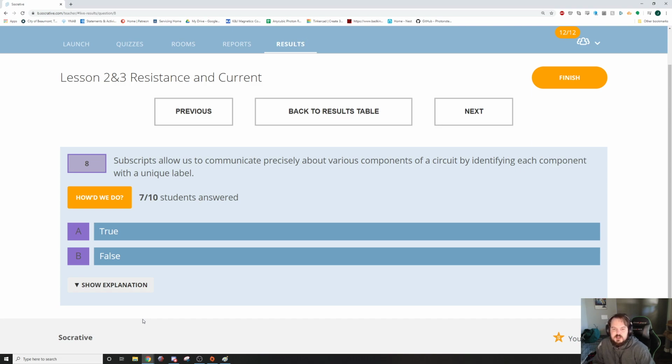Subscripts allow us to communicate precisely with various components of a circuit by identifying each component with a unique label. Everybody all week has gotten this one correct. Good job. Subscripts are the little numbers underneath the letter that lets you know this is R1 and R2.